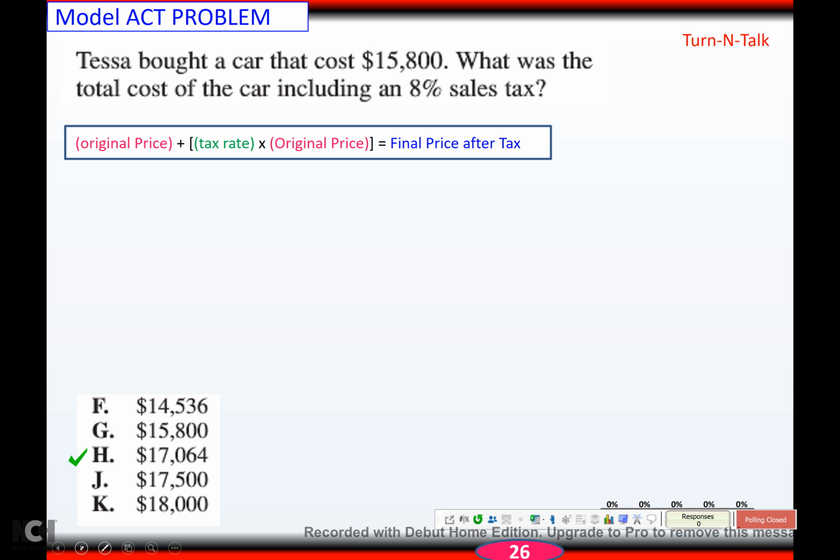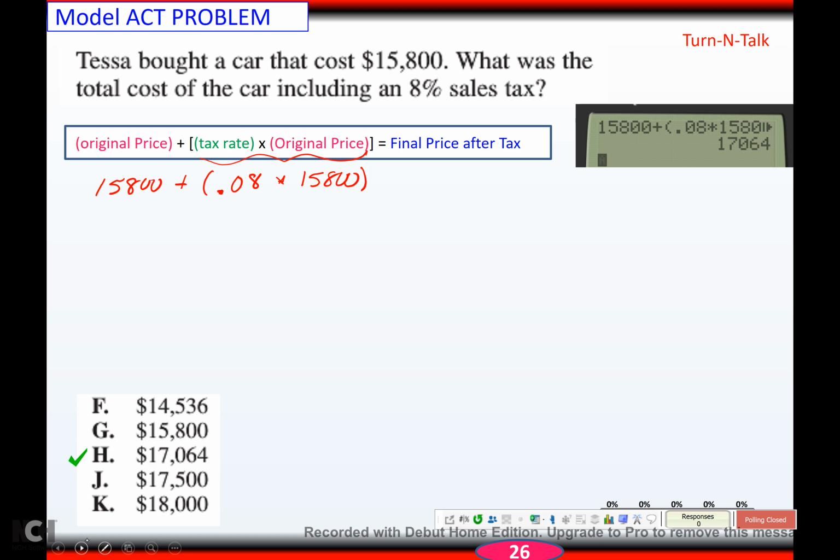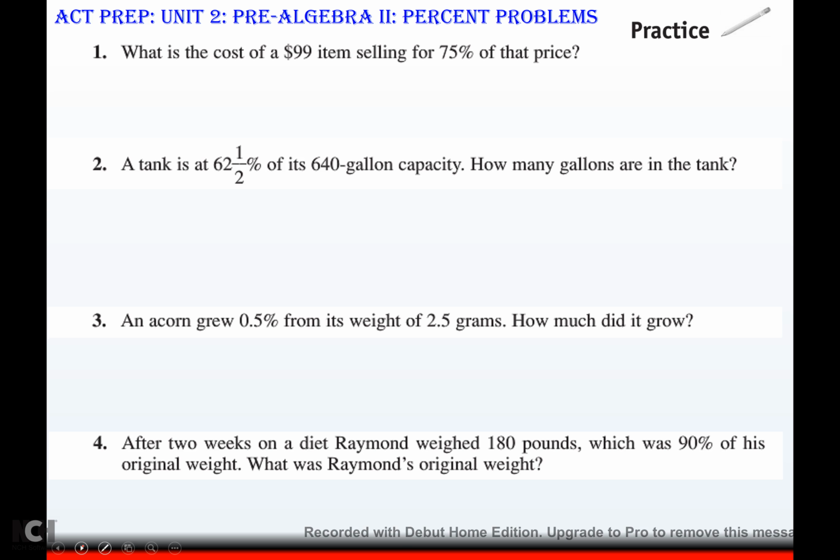Okay, it says Tessa bought a car that cost $15,800. What was the total cost of the car, including an 8% sales tax? Well, we have a sales tax problem, so it's the original plus the tax that you have to calculate. So my original was $15,800 plus my tax rate is 8%, so that's 0.08 times the original price, which was $15,800. So if I type that in, I get 17,064.